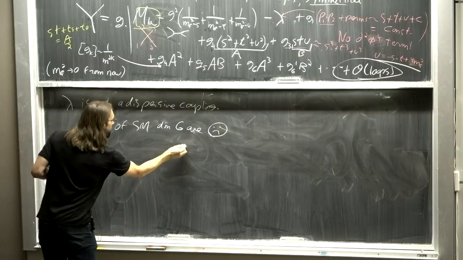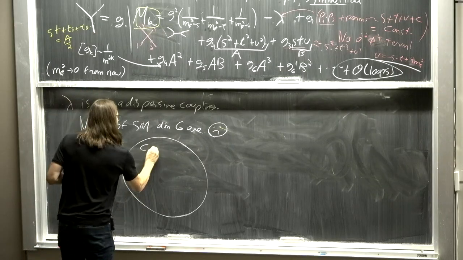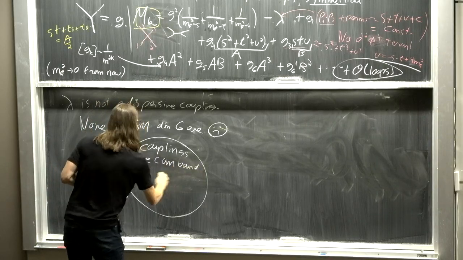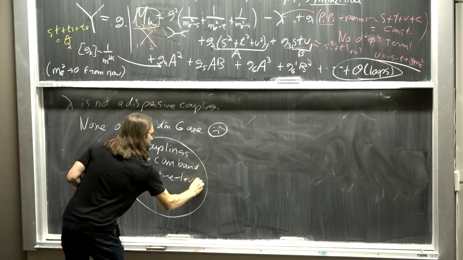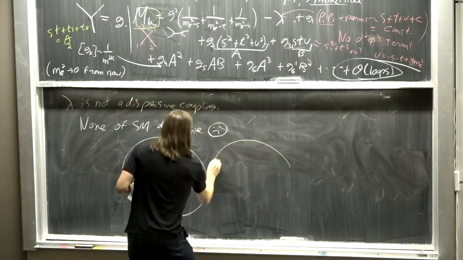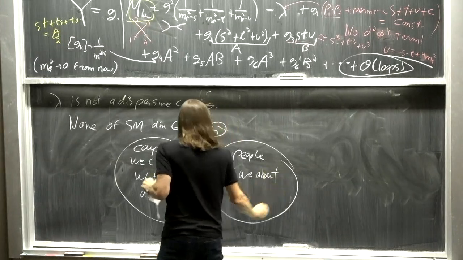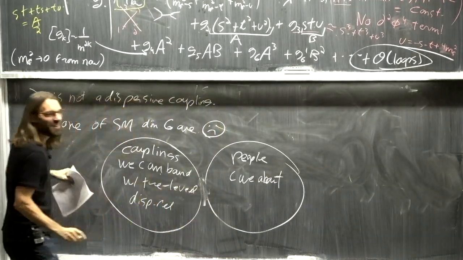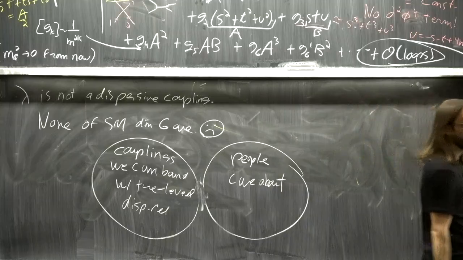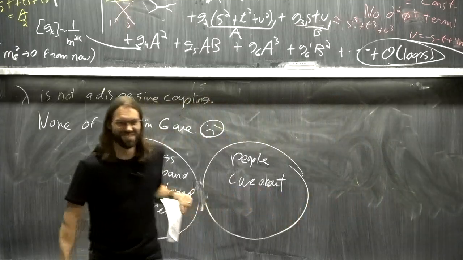So it means that if you draw a Venn diagram of the couplings we can bound with this technique, tree-level dispersion relation, and couplings that people care about, they may overlap a little bit in some minority opinion. Some dimension 8 operator that maybe some people are interested in, but that is the truth that I need to disclose to you. Okay?